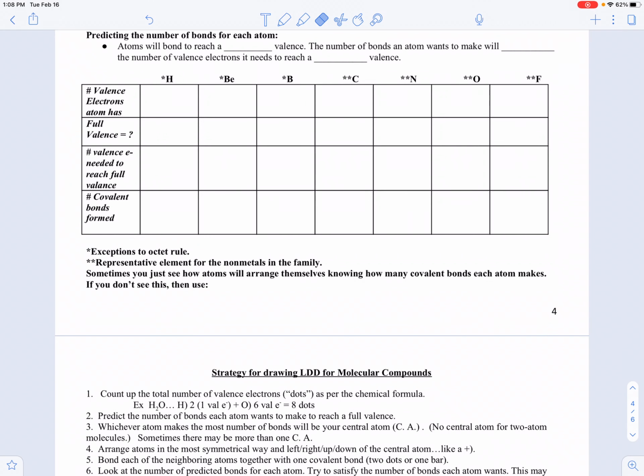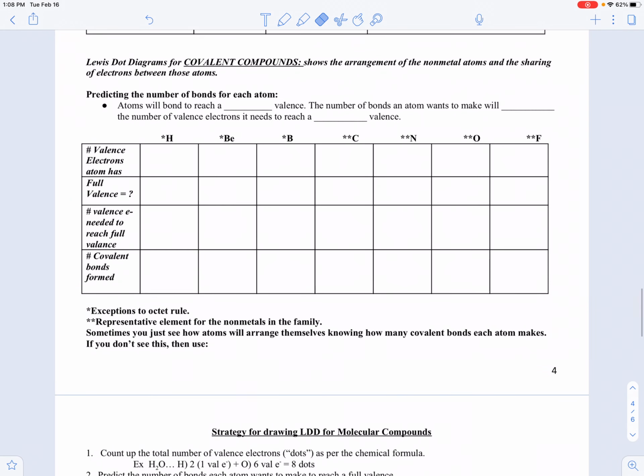All right, so we're going to get into sort of the Lewis dot diagrams that we're most used to seeing, and these are Lewis dot diagrams for covalent compounds. For covalent compounds, they are sharing their valence electrons, so I'll be showing you how to do that. But the first thing we're going to do is learn how to predict the number of bonds an atom is going to make. You're going to find this really helpful for drawing your Lewis dot diagrams.